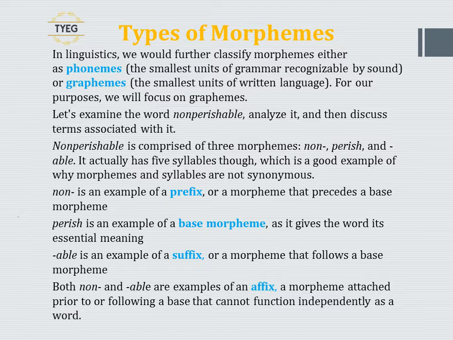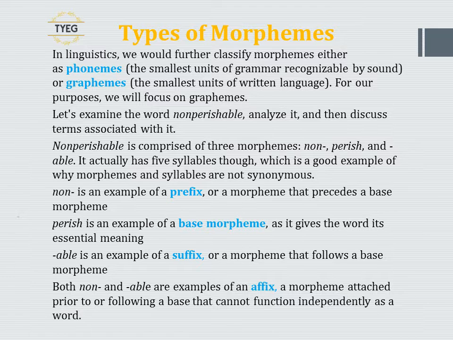Non-perishable is comprised of three morphemes: non, perish, and able. It actually has 5 syllables though, which is a good example of why morphemes and syllables are not synonymous. Non is an example of a prefix, or a morpheme that precedes a base morpheme. Perish is an example of a base morpheme, as it gives the word its essential meaning. Able is an example of a suffix, or a morpheme that follows a base morpheme.